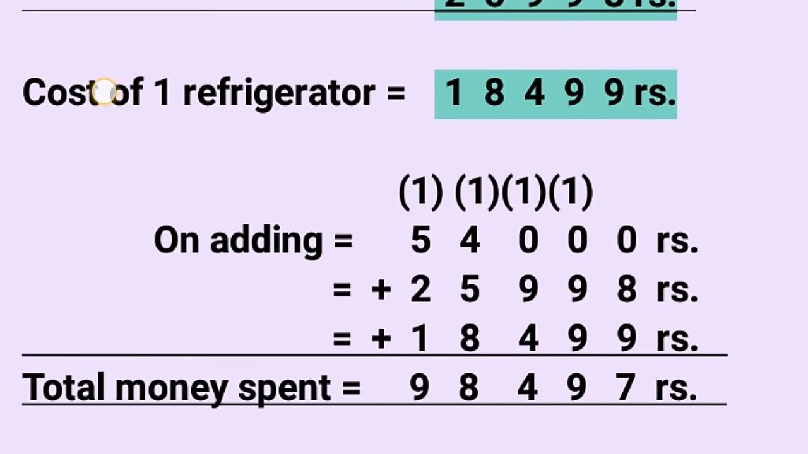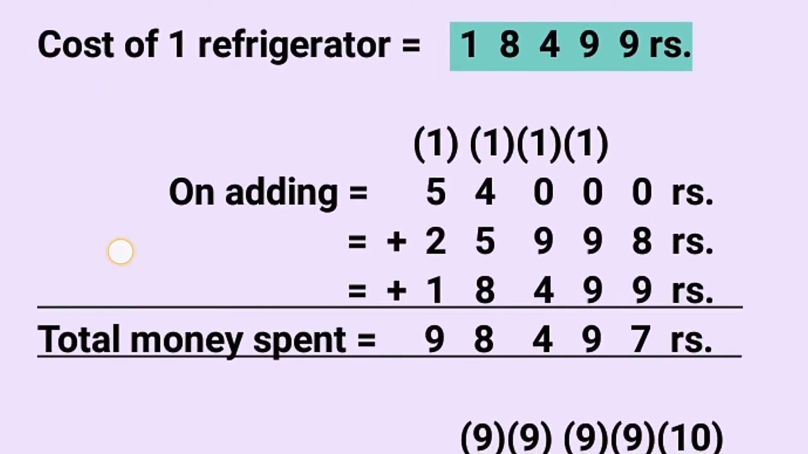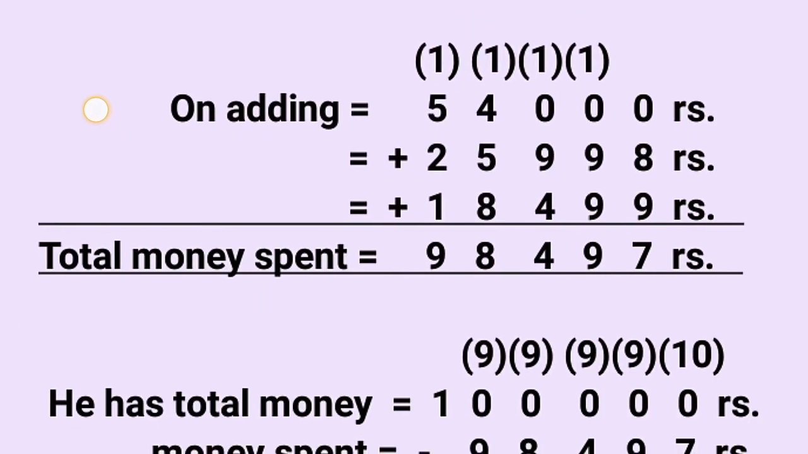So let's add these highlighted numbers. Now on adding, 54,000 plus 25,998 plus 18,499 rupees. Total money spent is equal to 8 plus 9 is 17, 1 carried. 9 plus 9 plus 1 is 19, 1 carried. 9 plus 4 plus 1 is 14, 1 carried. 4 plus 5 plus 8 plus 1 is 18, 1 carried. 5 plus 2 plus 1 plus 1 is 9.